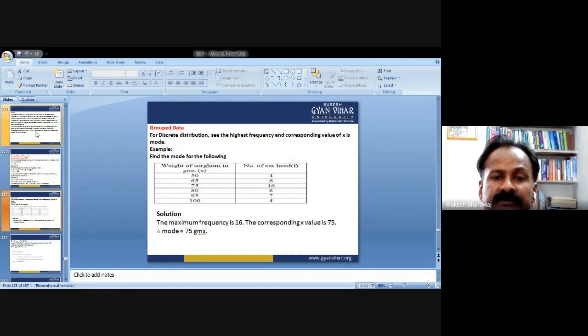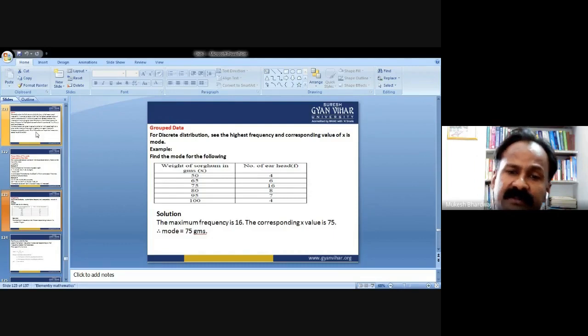Weight of the sorghum in grams: 50, 65, 75, 88, 95, 104, with number of years 4, 6, 16, 8, 7. So 75 is repeating 16 times, which is a very high frequency compared to the other weights. So the maximum frequency is 16, the corresponding x value is 75. Therefore, the mode is equal to 75 grams.